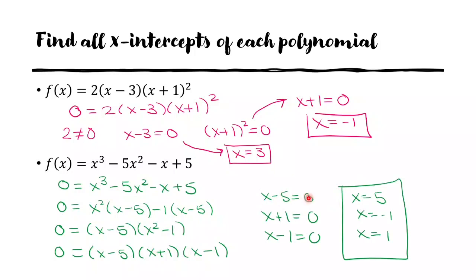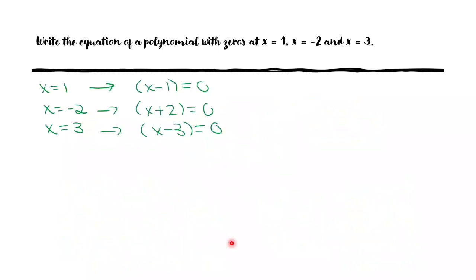If x minus 5 equals 0, x equals 5. If x plus 1 equals 0, x equals negative 1. If x minus 1 equals 0, x equals positive 1. So this was an example of a third degree polynomial that had exactly 3 zeros, or 3 x-intercepts, and those 3 x-intercepts corresponded to 3 linear factors. So zeros, or x-intercepts, correspond to factors. We can use that information to work backwards.